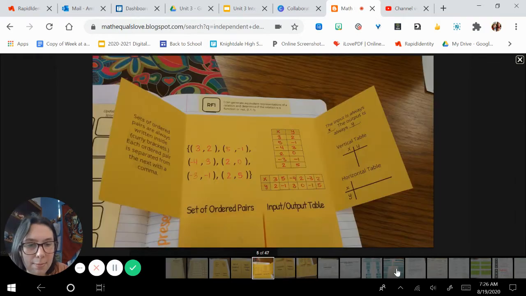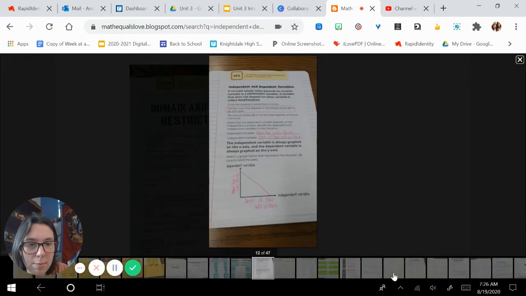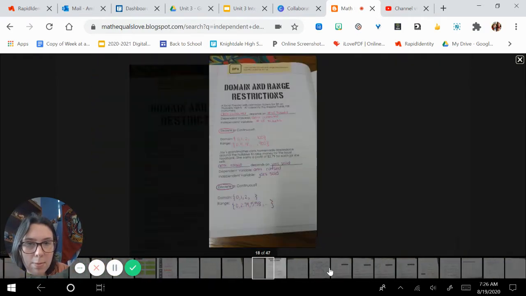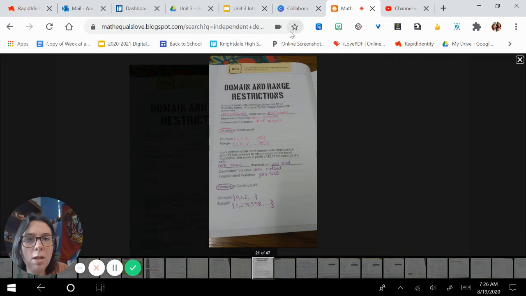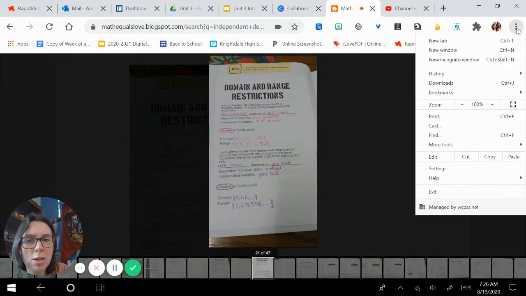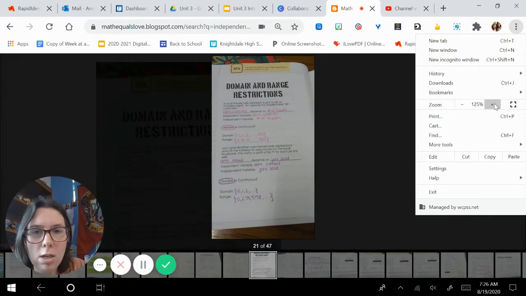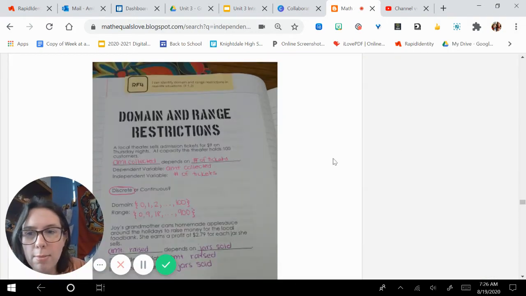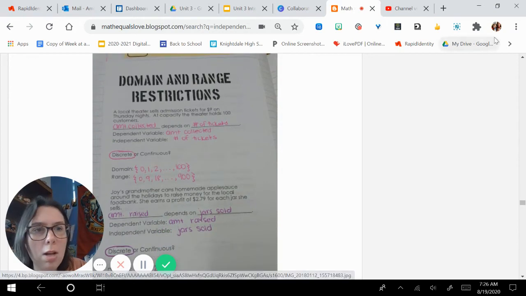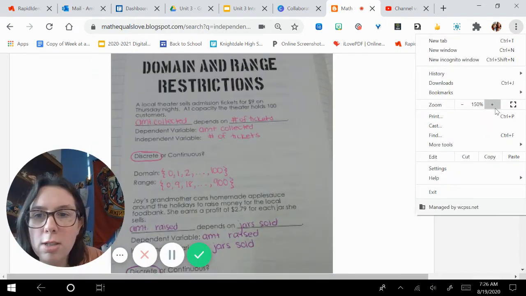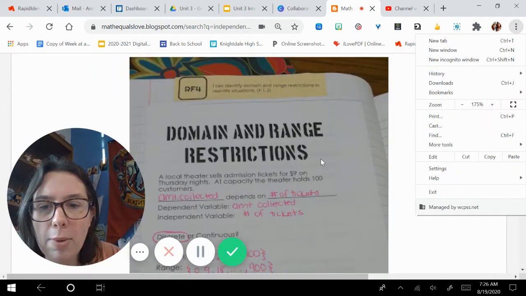Crap. There we go. Let's see if I can zoom in. Nope. Okay. See if I can zoom in a little bit more for you guys. There we go.